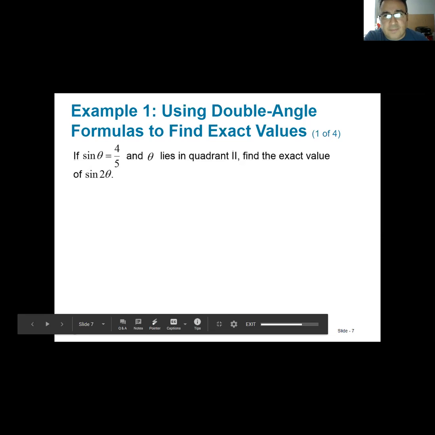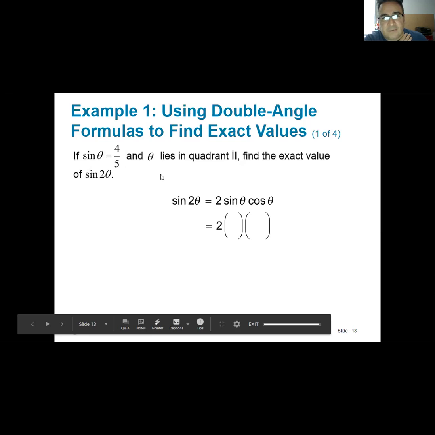If you recall, or if you looked at your notes, sine of 2 theta was what? Anybody? 2 sine theta, cosine theta? There you go. 2 sine theta, cosine theta. Good, Anthony. Okay. This one's going to be easy enough because they gave us already what sine of theta is. They told us sine of theta is 4 over 5. The question is, how do we find cosine of theta?